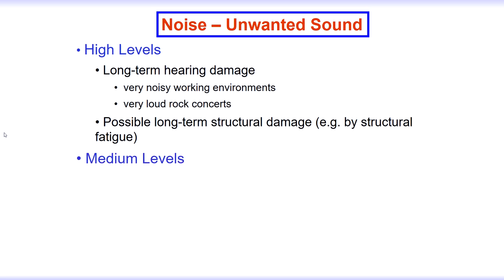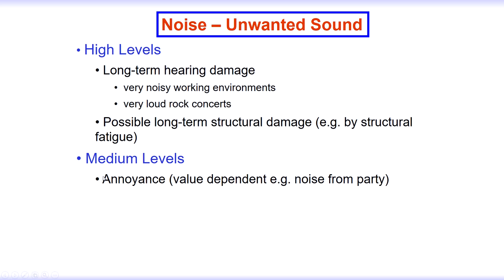Let's keep moving down in level and consider what we might call medium levels of sound. Medium levels of sound are those levels of sound that don't cause hearing damage. However, they may cause annoyance. An example of this might be a late night party at your neighbour's place. They may be playing music loudly and you're trying to sleep. The people at the party don't think there's a noise problem. They're happy with the music. It's a sound they want to listen to. However, to you it's an annoyance.